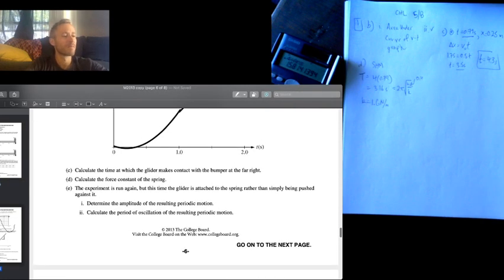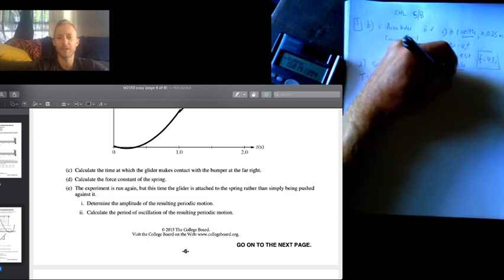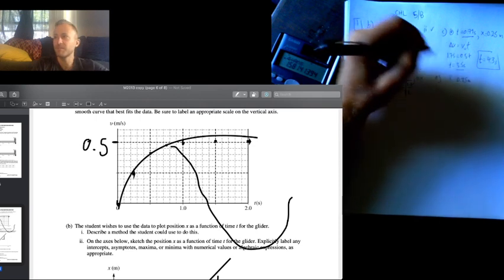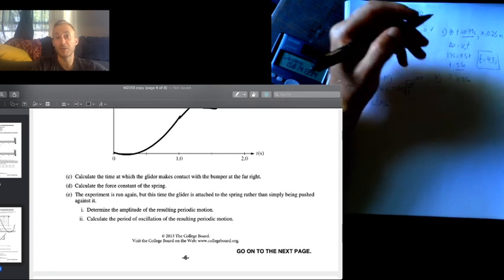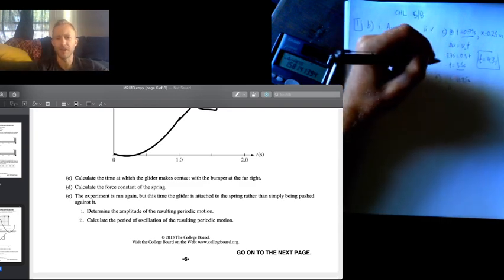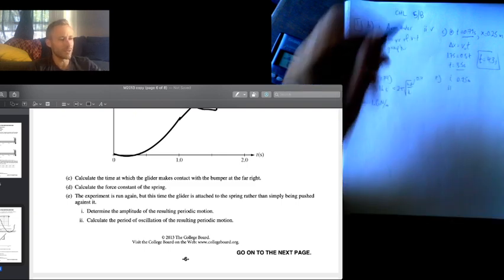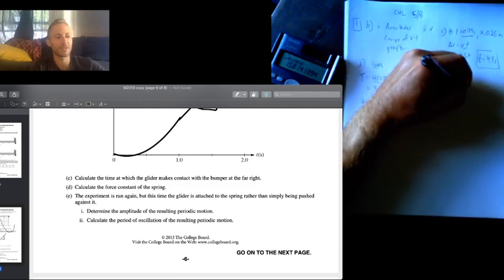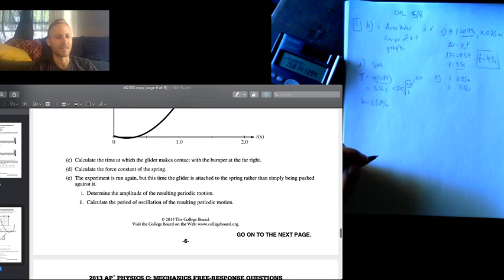That's pretty funny, though. E says, the experiment is run again, but this time the glider is attached to the spring rather than simply being pushed against it. Determine the amplitude of this simple harmonic motion. Well, that's pretty easy. That would be 0.25 meters, because that's how far the spring is pushed back. Calculate the period of the resulting oscillation. I literally just did that. It was 4 times 0.79, 3.16 seconds. So there you go.